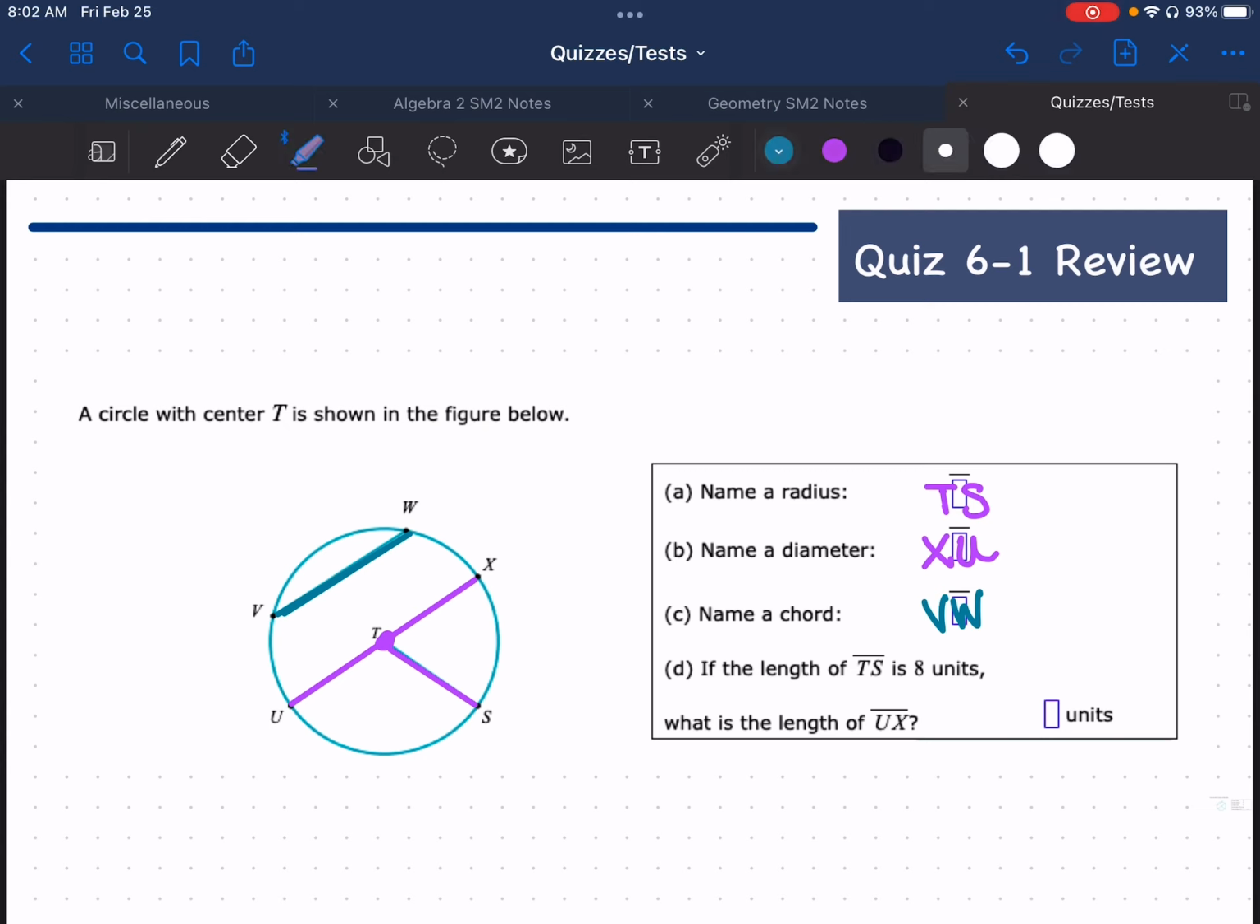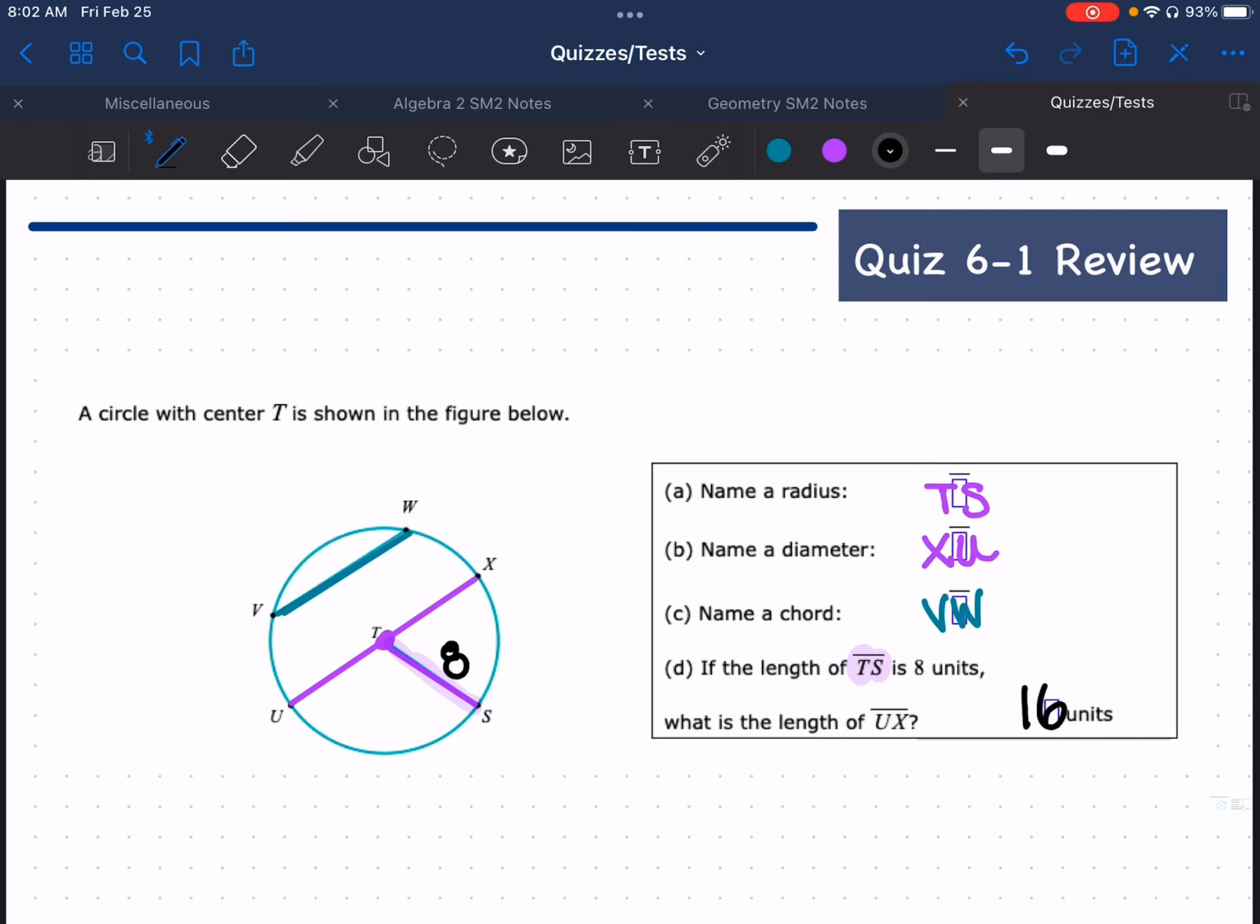So I'm going to grab my highlighter here and I'm going to highlight TS because TS is 8 units. There it is. There's TS. I just followed the letters from T to S. And it says that it is 8 units. So now I just have to decide, is that the diameter or is that the radius? That's all I have to decide. Well, as I can see right here, that is the radius because that's the letters that I used to name it. All I have to do is multiply that by 2, and so 8 times 2 is 16.